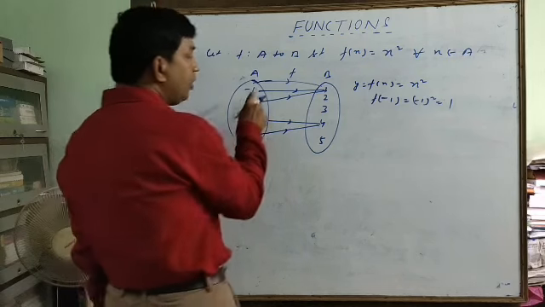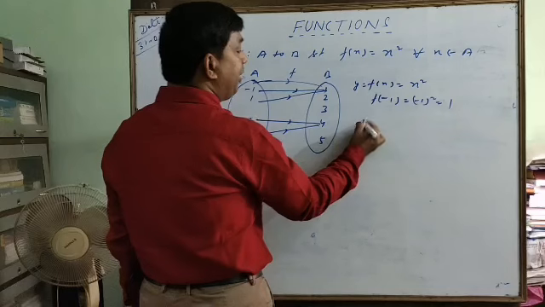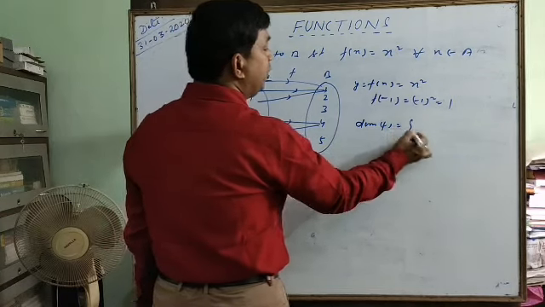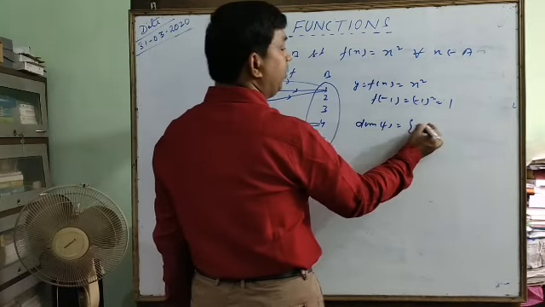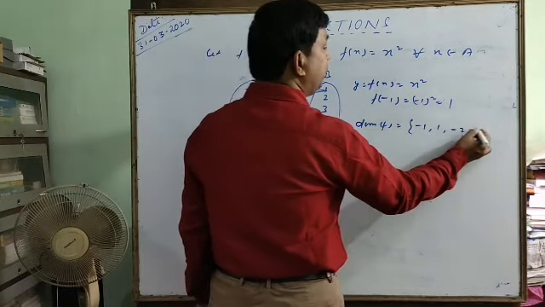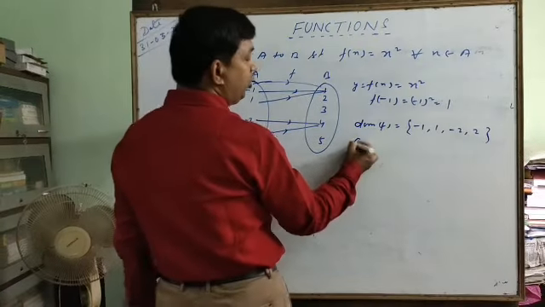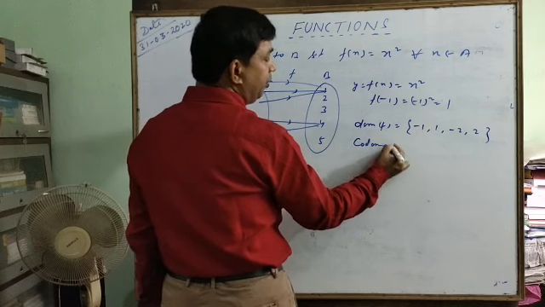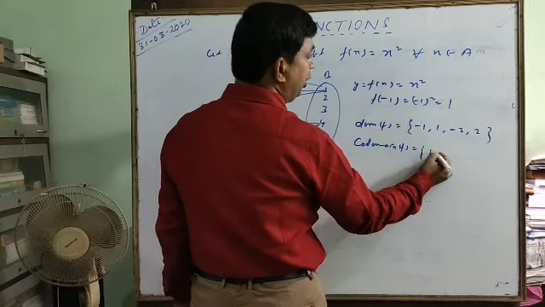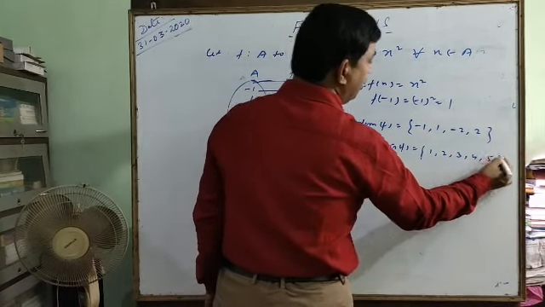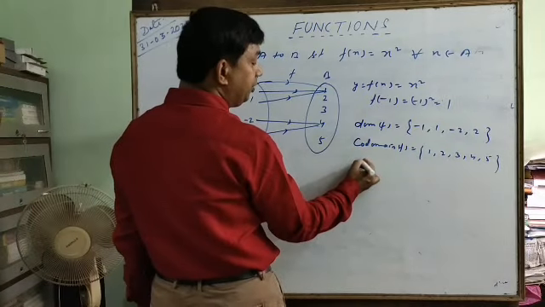And now two elements are related to one. The domain of f, what I told, domain means all the inputs that we take, all inputs are called domain. -1, +1, -2, +2, the set A is called domain. And what about codomain? The function is defined from A to B, so the second set, that is 1, 2, 3, 4, 5, this is called codomain.